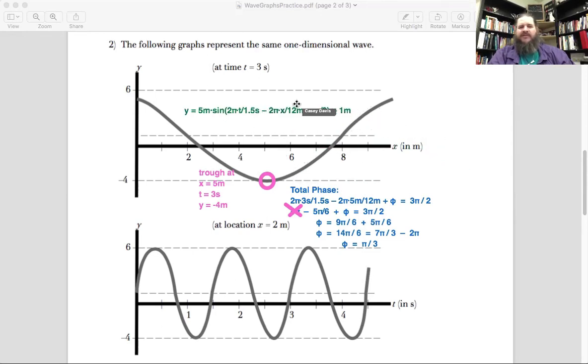And notice that this equation applies to both the x graph and the t graph. We could use this equation to generate more x or t graphs at different times or different positions. We could use this equation to predict what the height's going to be at any time at any position we care to look at. This equation describes everything there is to know about the wave. Any other questions on that?